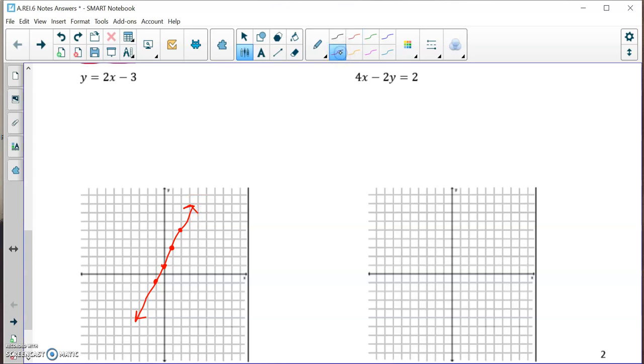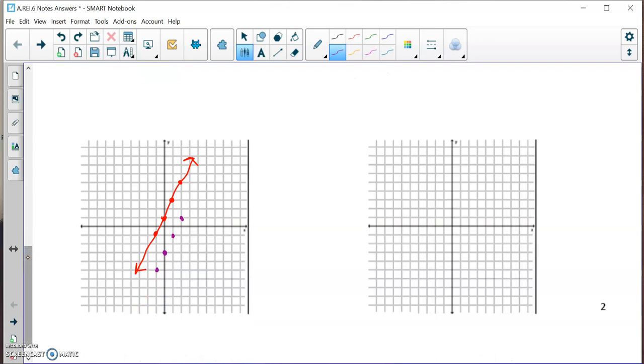My bottom line I'm going to draw in purple, just like I have been doing. I have a y-intercept of negative 3 and a slope of 2, which means I go up 2 and over 1, up 2 and over 1. Or I could have gone down 2 and over negative 1. But this is what my purple line looks like.